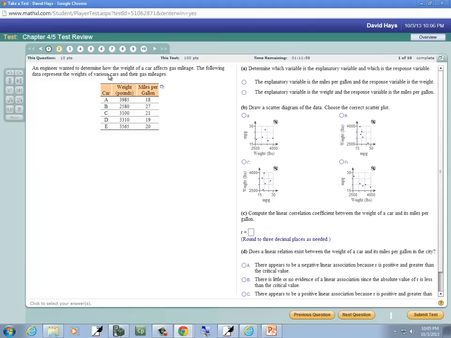Okay, an engineer wants to determine how the weight of a car affects gas mileage. The following data represents the weights of various cars and their gas mileage. The engineer wants to determine how the weight of a car affects gas mileage. So weight is driving the gas mileage, so weight is our explanatory variable, and the response is the miles per gallon. Now you can think of weight as your x values and miles as your y values. So drawing a scatter diagram, if these are our x values, then we want weight on the bottom.